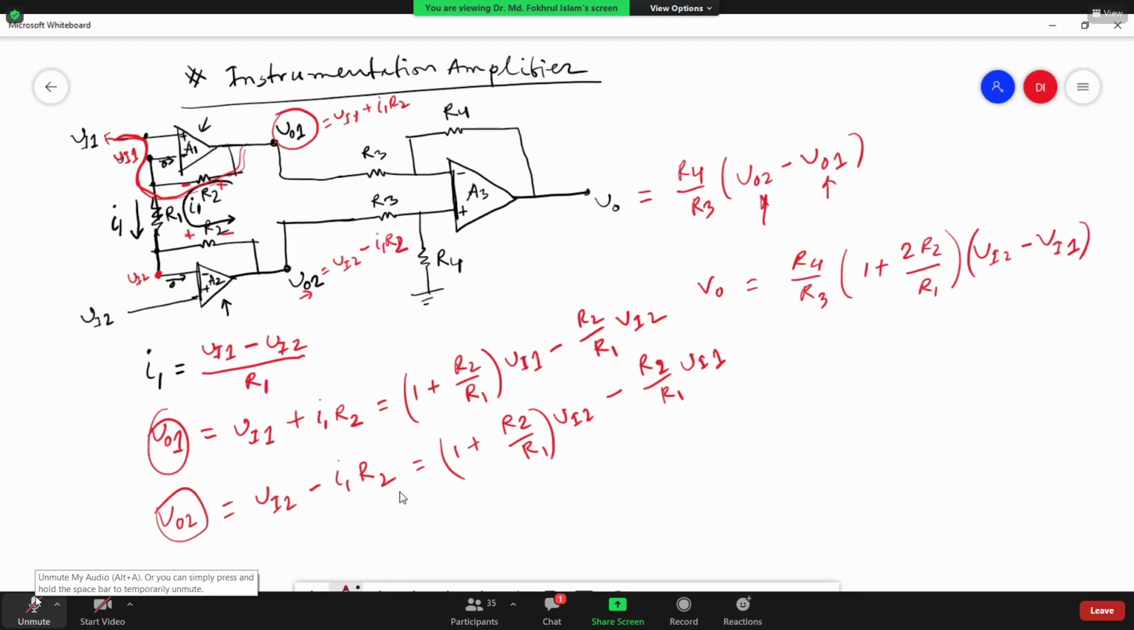So now we can easily see the input signal voltages are applied directly to the non-inverting terminals of A1 and A2, so the input impedance is very large. Ideally, we can say it is infinite here and here, which is one of the desirable characteristics of the instrumentation amplifier. And the differential gain is a function of the resistor R1.